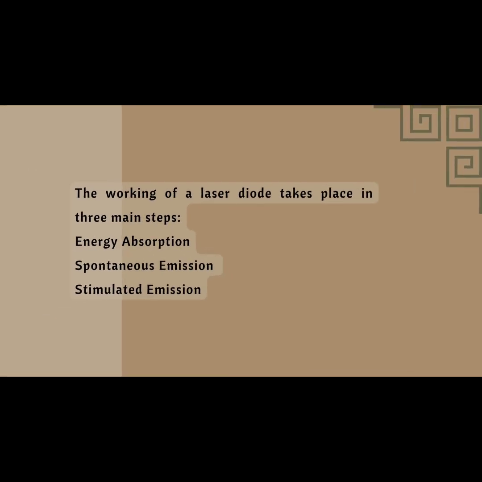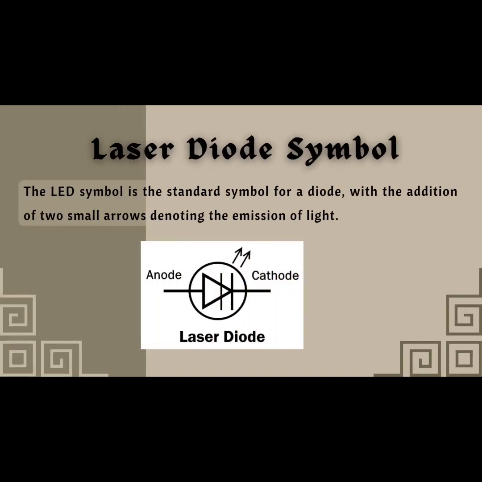Okay, next. The working of a laser diode takes place in three main steps. First, energy absorption, second, spontaneous emission, and the last one is stimulated emission. Okay, next is the laser diode symbol. It's the same as the LED symbol. It's the standard symbol for a diode with the addition of two small arrows denoting the emission of light.